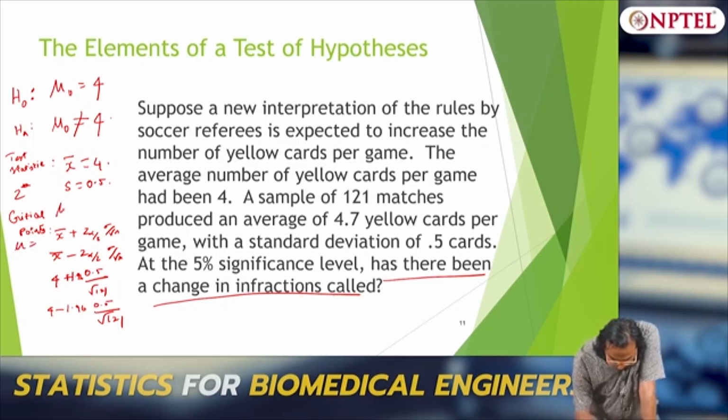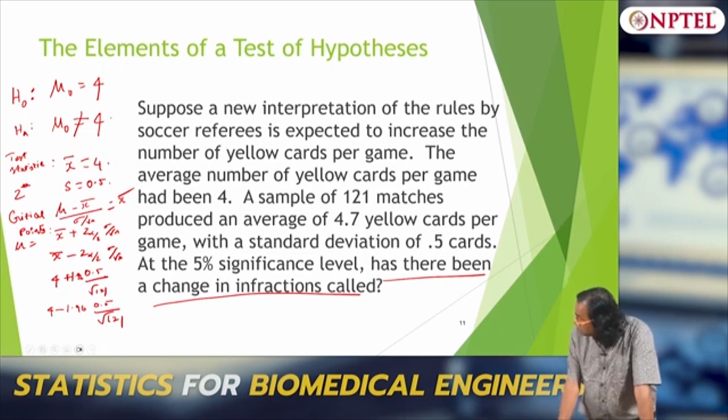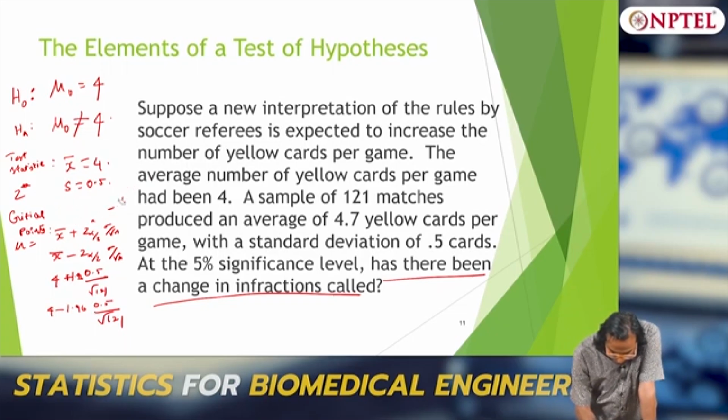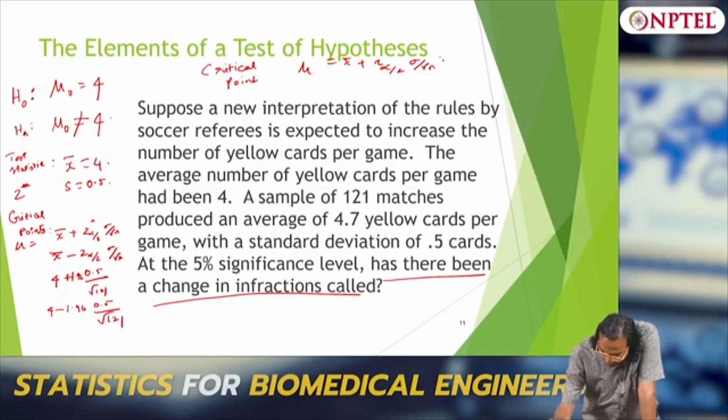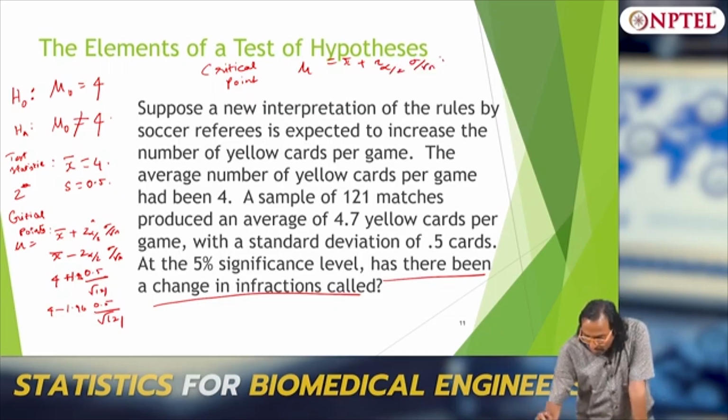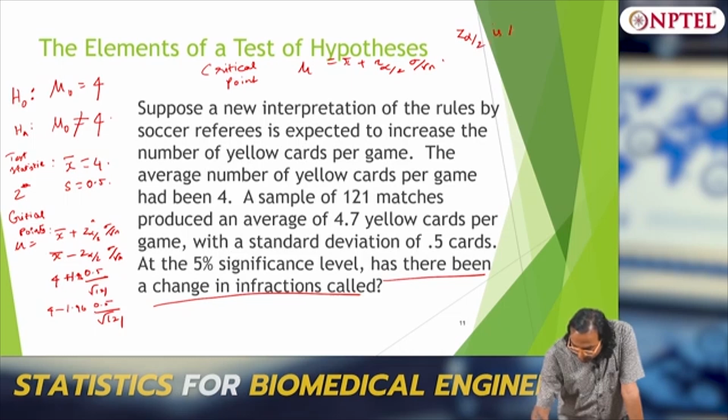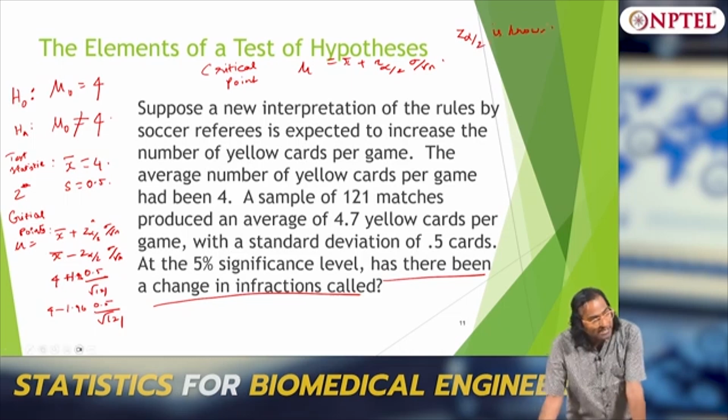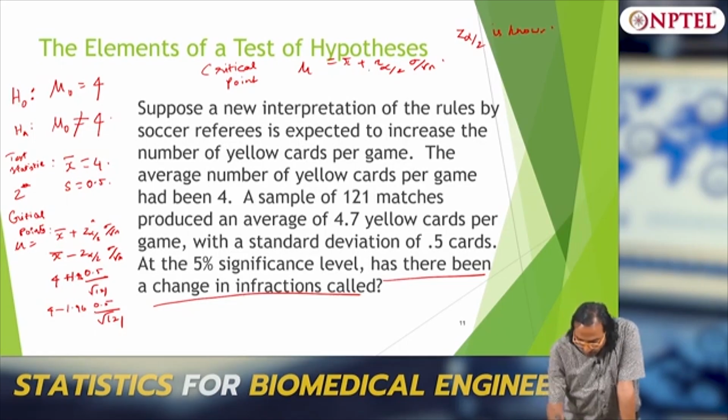So what do we do? Mu minus x bar by Z alpha by 2 into sigma by root n should be equal to x bar. What is it? Okay, because I will lose the continuity, you do not want to lose this continuity. So if you look at the critical points, now I know Z alpha by 2 is known, because it is 95% confidence. Then what do you do?